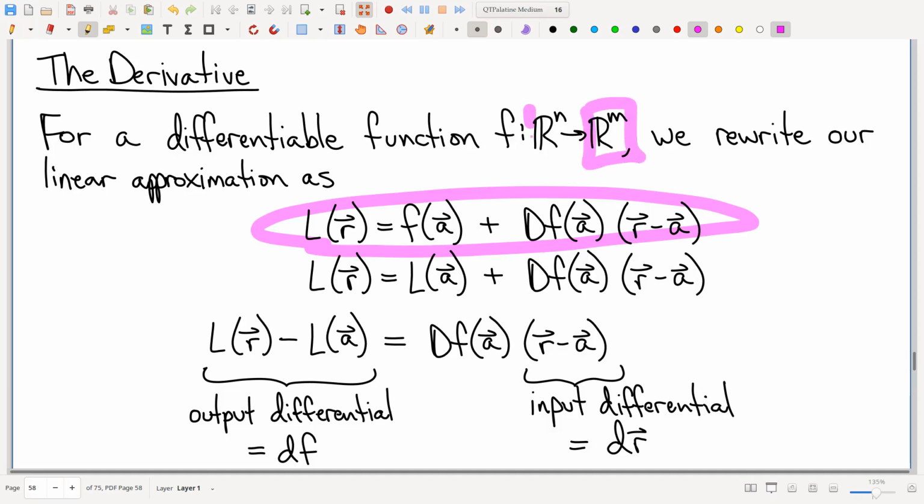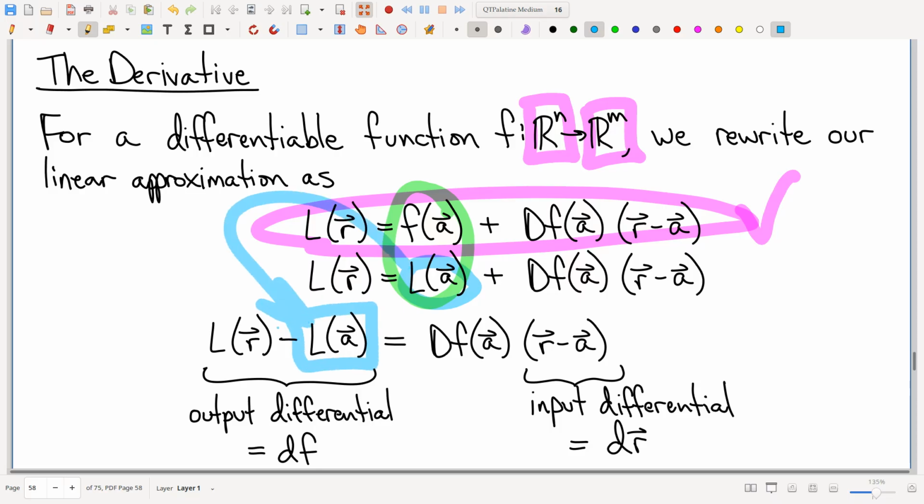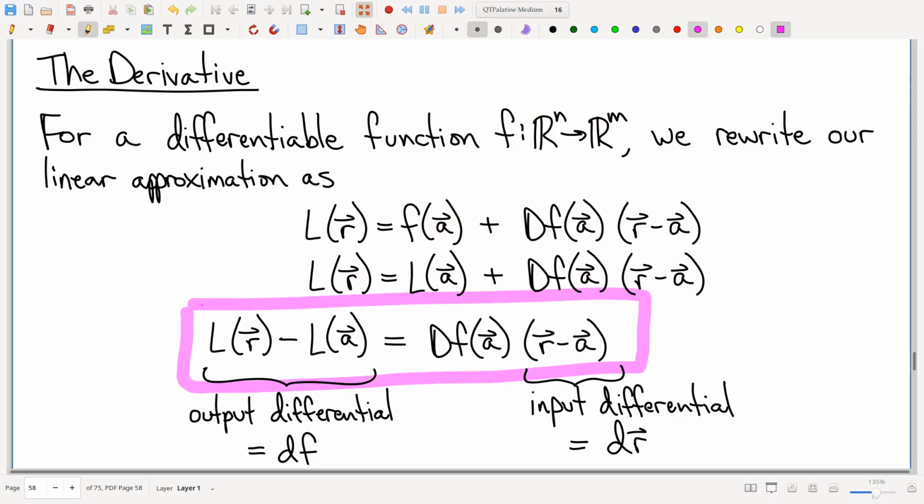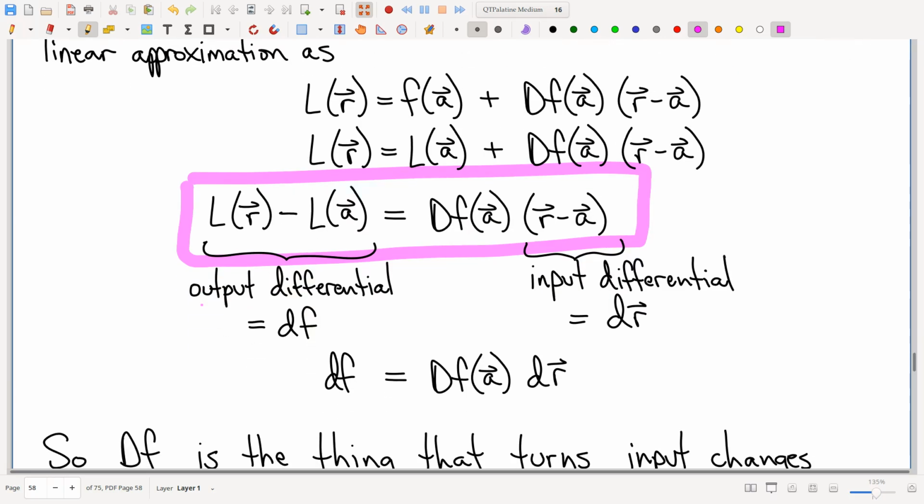Vector valued, multivariable linear approximation. And keep in mind, one of the requirements is that f has to have the same value as L at the point A. And then, note, it's actually really easy to take this and whip it around over to the other side of the equation by subtraction. And so, we're a hop, skip, and a jump away from the linear approximation being this formula. And this formula we can interpret really nicely.